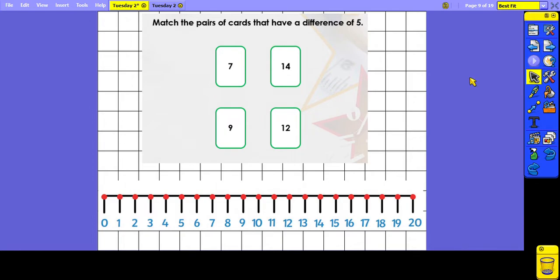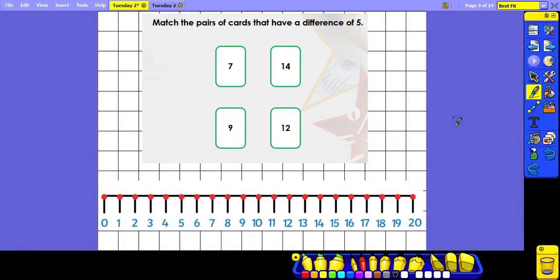Okay, for the next question, you're using finding the difference again, and it says match the pairs of cards that have a difference of 5. So 2 of these cards match together and another 2 match together, and the 2 numbers should have a difference of 5 between them. Now you'll probably need to use the number line to help you work this out.